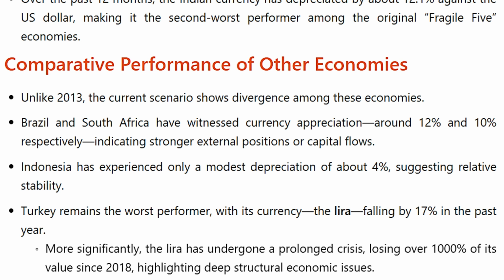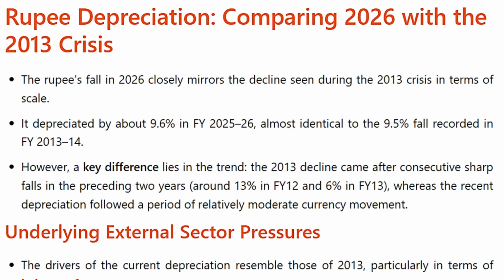More significantly, the lira has undergone a prolonged crisis, losing over 1,000% of its value since 2018, highlighting deep structural economic issues. Rupee depreciation, comparing 2026 with the 2013 crisis. The rupee's fall in 2026 closely mirrors the decline seen during the 2013 crisis in terms of scale. It depreciated by about 9.6% in FY 2025-26, almost identical to the 9.5% fall recorded in FY 2013-14.